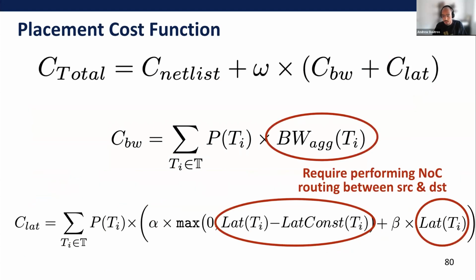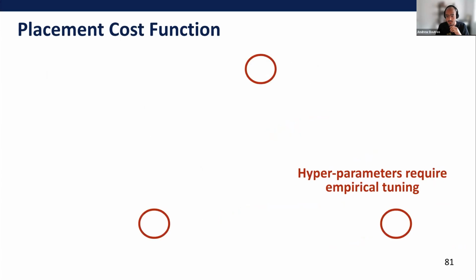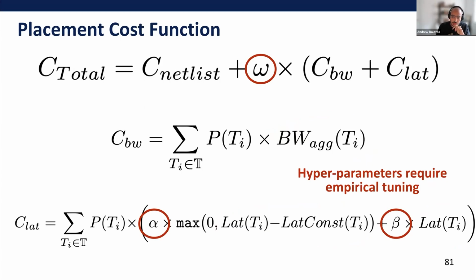Yeah, and basically if you notice in those different cost functions, you need to figure out things like what is the aggregate bandwidth of that specific traffic flow, or what's the latency of this traffic flow. And this really means that while you are calculating the cost, you need to perform NoC routing between the source and destination routers in order to figure out those metrics. So this part needs to be really fast because it will be called many, many times during the optimization process. And as I mentioned, there are a few hyperparameters that require some empirical tuning in order to decide the best values for them.